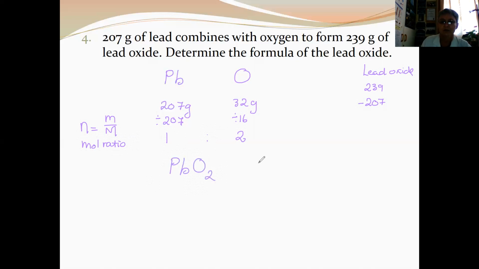So this is PbO2, which has the name lead(IV) oxide, because the valency of the lead there is 4 if oxygen is 2 and there are 2 oxygens joined. If I can just snip in there, the valency of the oxygen is 2. There are 2 oxygens, so it's multiplied by 2. That gives us 4. So the valency for the lead must be 4.